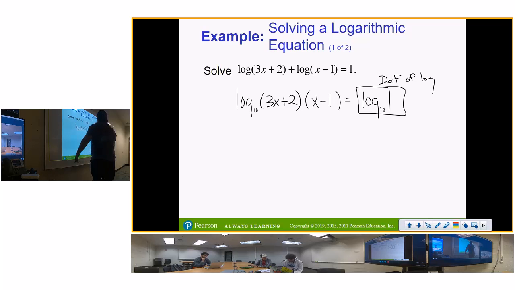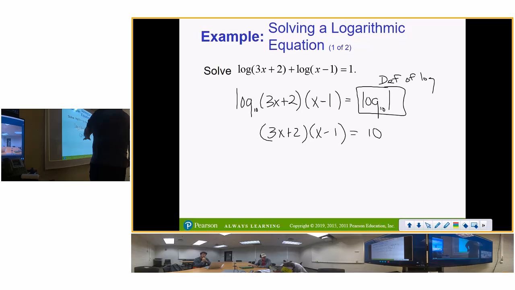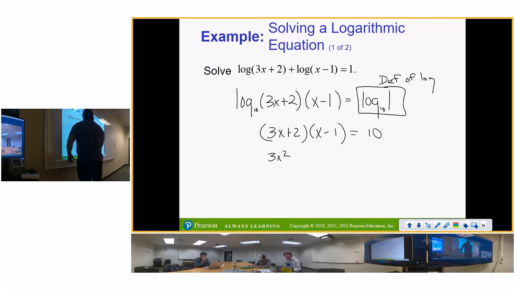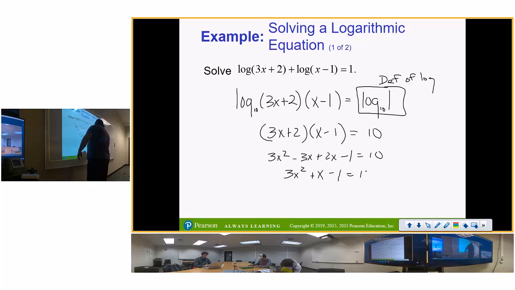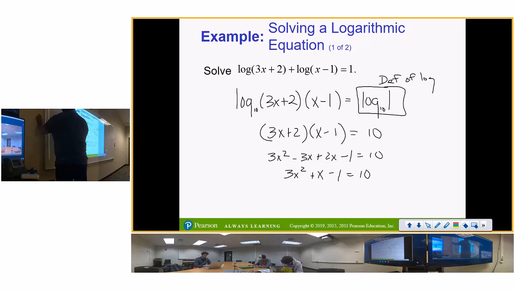Or you can just say 10, so that would be 3x plus 2 times x minus 1 is equal to 10. And then you could go, well, that's going to be 3x squared minus 3x plus 2x minus 1 is equal to 10. 3x squared plus x minus 1 is equal to 10. 3x squared plus x plus blank is equal to 11.